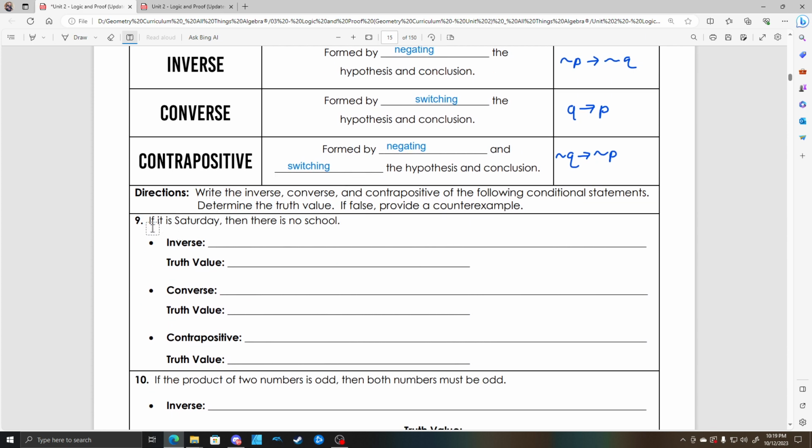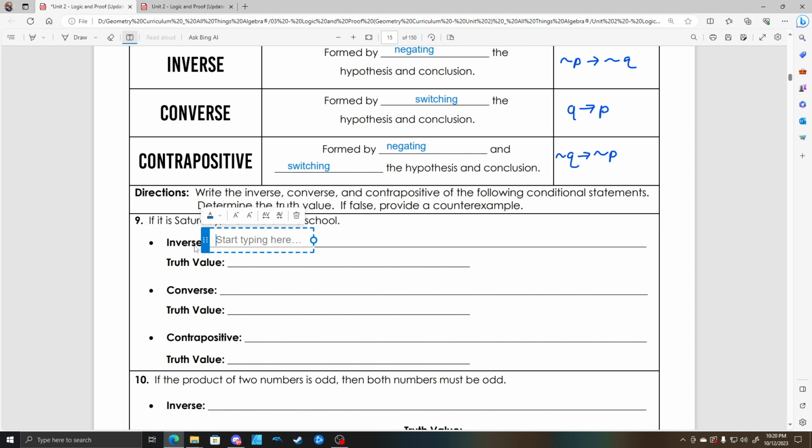Our conditional statement in this case is, if it is Saturday, then there is no school. We're looking at number 9, and it gives us this conditional statement. If it is a Saturday, then there is no school. That sounds cool so far, right? That sounds true. However, let's look at the inverse.